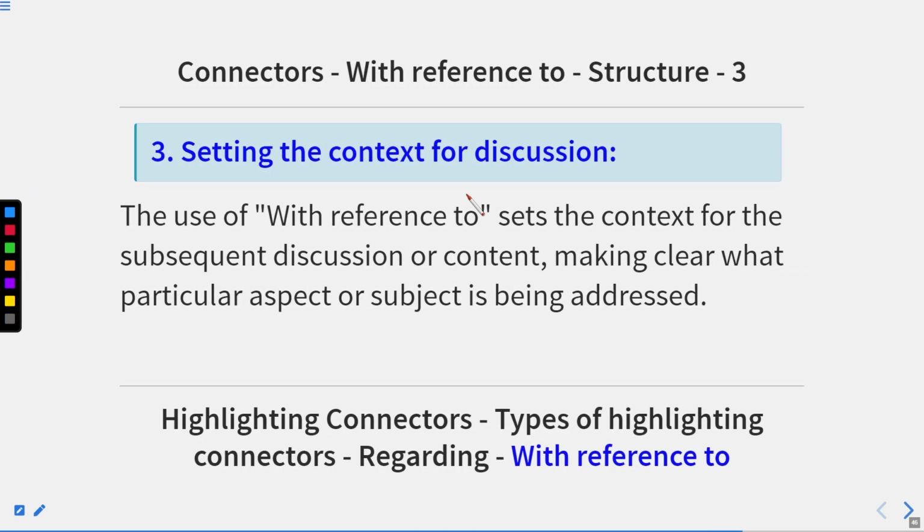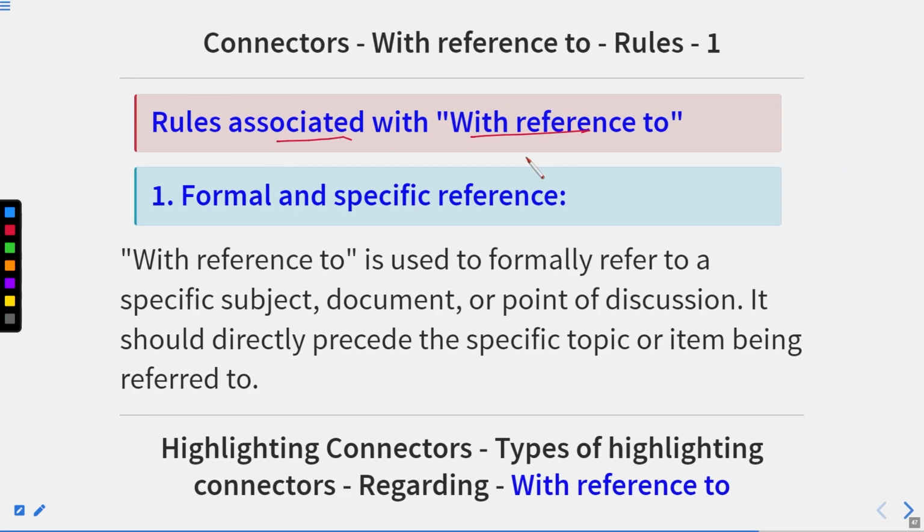Setting the context of discussion. The use of "with reference to" sets the context for the subsequent discussion or content, making clear what particular aspect or subject is being addressed. Rules associated with "with reference to". Formal and specific reference. With reference to is used to formally refer to a specific subject, document, or point of discussion. It should directly precede the specific topic or item being referred to. It means whatever thing we are referring to, we are giving its reference, is primarily referred to the specific subject, document or point of discussion only.